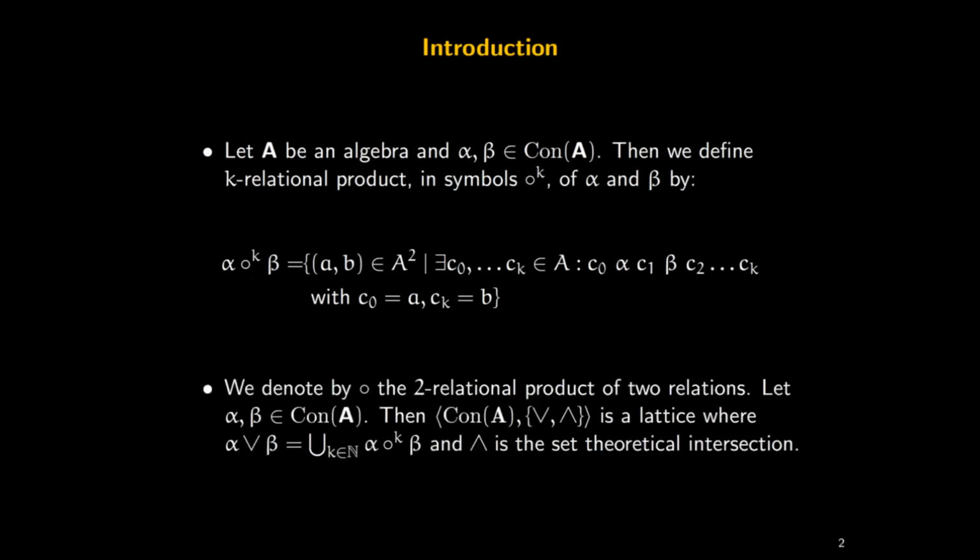We will denote, as usual, the two-fold relational product with the circle without the exponent. And of course, as usual, we can consider the join of two congruences of a congruence lattice as the union of all k-fold relational products.